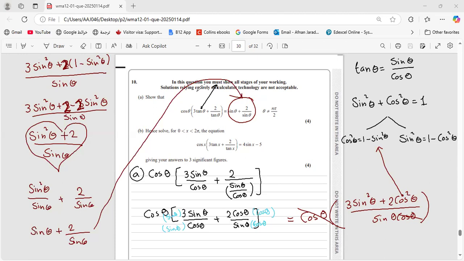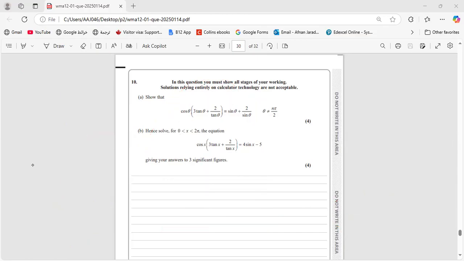B, hence solve for 0 less than x less than 2 pi the equation cosine x, so it's hence, equals 4 sine x minus 5, giving your answer to 3 significant figures. If your interval is in radians, you need to convert your calculator to radian mode. So B, okay, hence, check this one. Is it exactly like this one? Yes, it's exactly the same, but instead of theta, it will be x. So the answer is exactly the same.